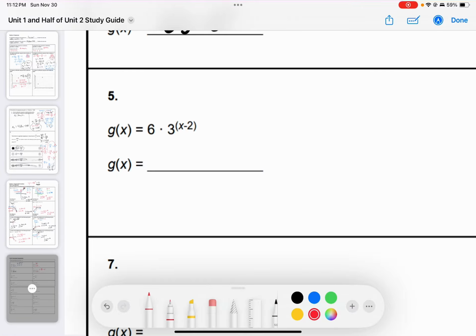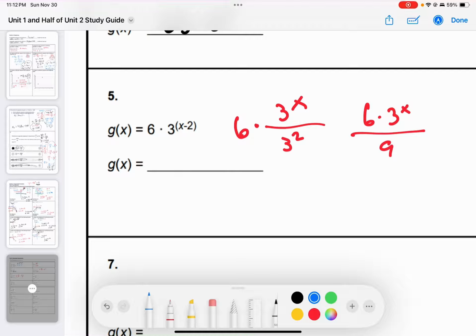Okay, so this could be rewritten as 6 times 3 to the x divided by, so that really means subtraction or division. So 3 to the x over 3 squared. So really we're getting 6 times 3 to the x over 9. I could pull this out and we could write this as 2/3, because 6/9 equals 2/3 times 3 to the x.